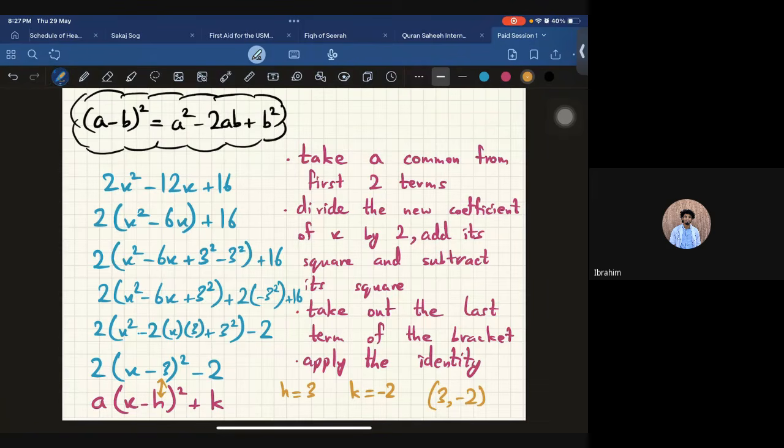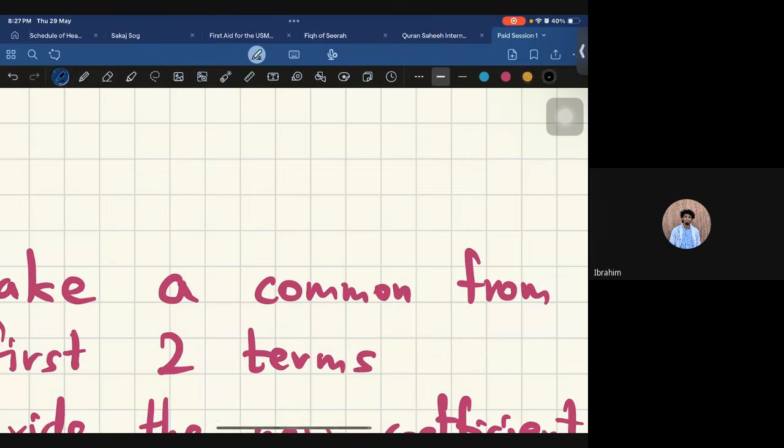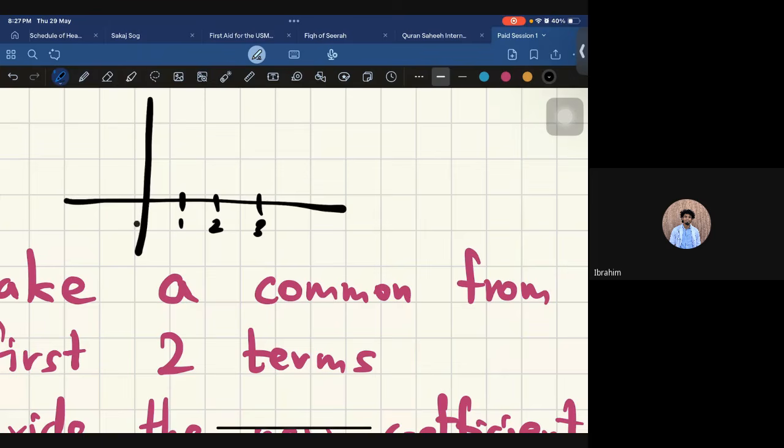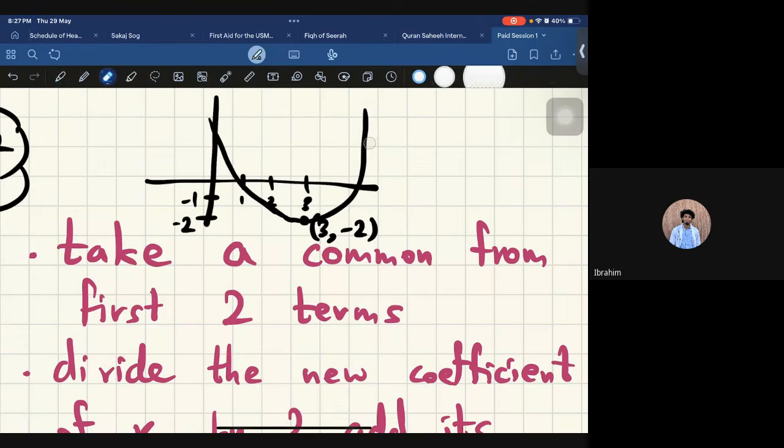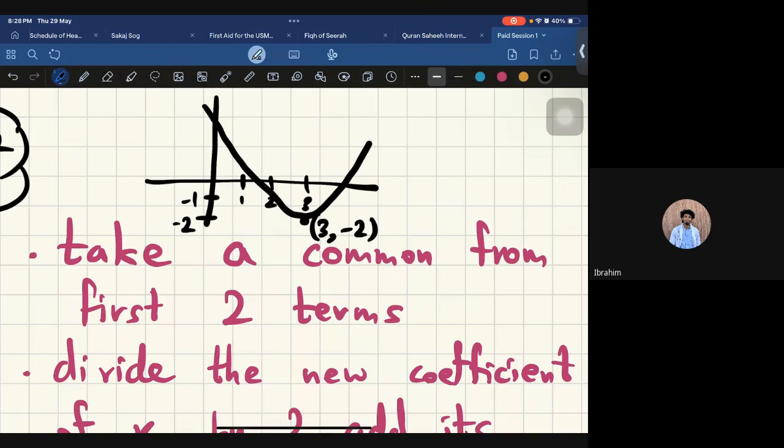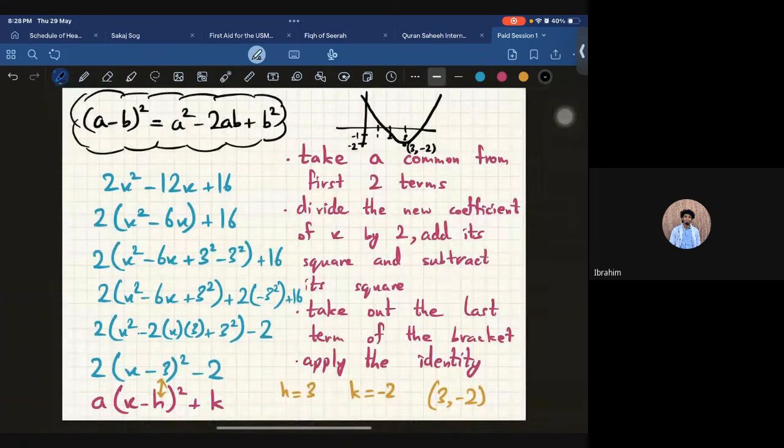If we try to just draw a छोटा सा graph of how this would look, let's say this is 1, 2, 3, negative 1, negative 2. So the point, this is the point 3 comma negative 2, and the graph would be something like, I'm not sure where it cuts right now, but it would be something like this. Or let's draw it better, something like this. Okay. Acha. Does this make sense?